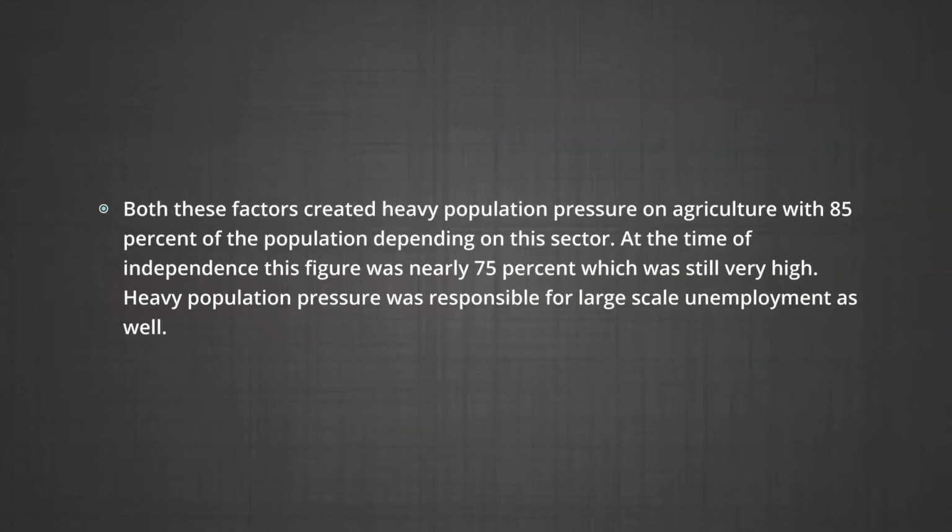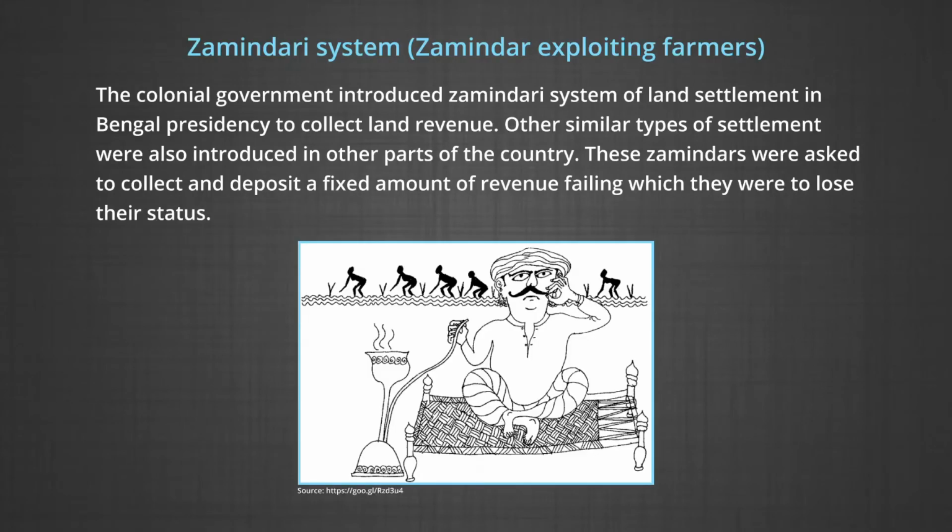3. Both these factors created heavy population pressure on agriculture, with 85% of the population depending on this sector. At the time of independence, this figure was nearly 75%, which was still very high. Heavy population pressure was responsible for large scale unemployment as well as underemployment. 4. The colonial government introduced Zamindari system of land settlement in Bengal Presidency to collect land revenue. Other similar types of settlement were also introduced in other parts of the country.